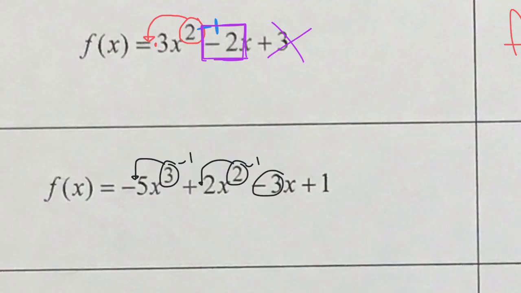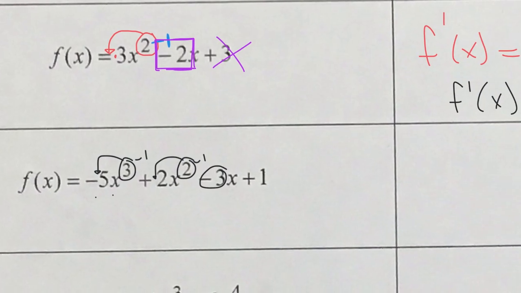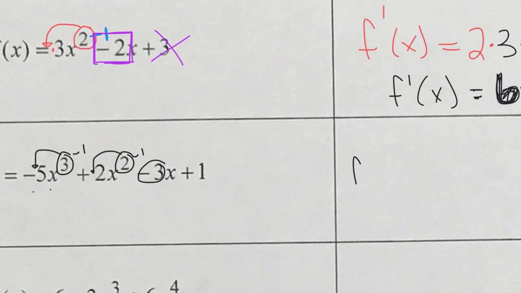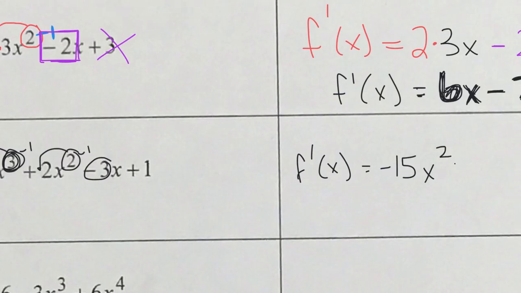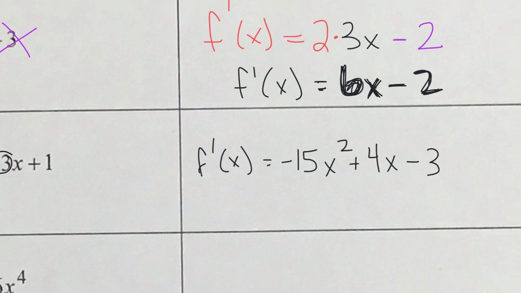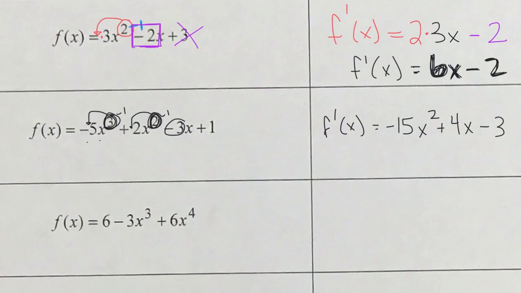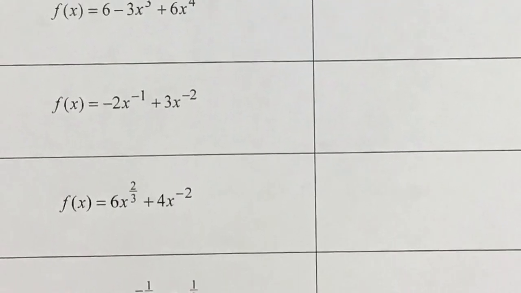So the derivative, f of x is negative 5x cubed plus 2x squared minus 3x. Then the derivative is 3 times minus 5, which is negative 15x to the second power, because you subtract 1 from the exponent, plus 4x to the first power, because you subtract 1 from the exponent, and then minus 3. So in general, what we're going to do is, let's do this one.